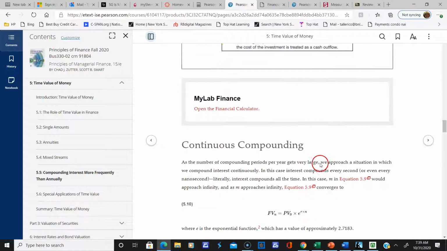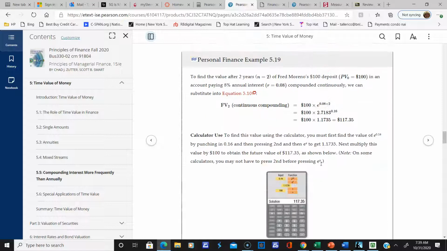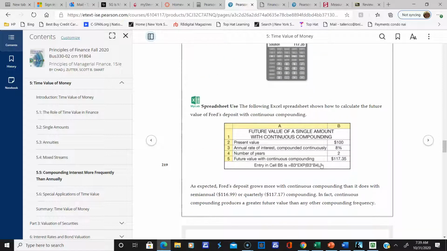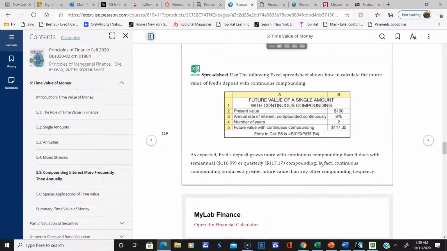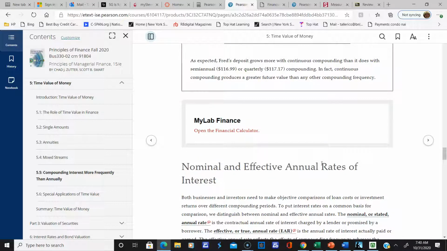Okay. I'm going to skip continuous compounding because a lot of people don't know the exponential function. All right. So I'll end this right here, and I'll pick up on the next video with nominal and effective annual rates of interest.